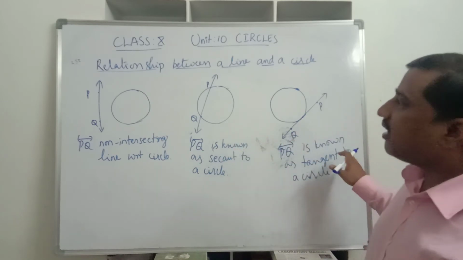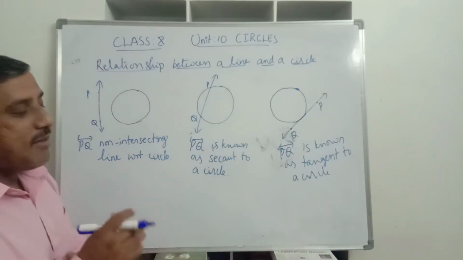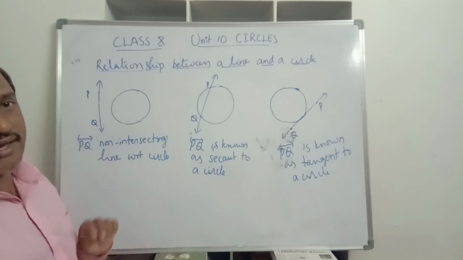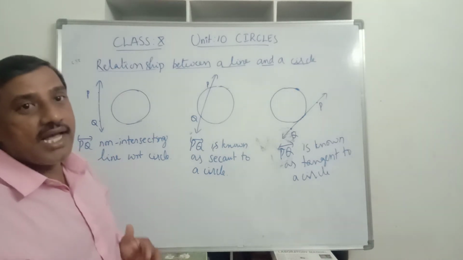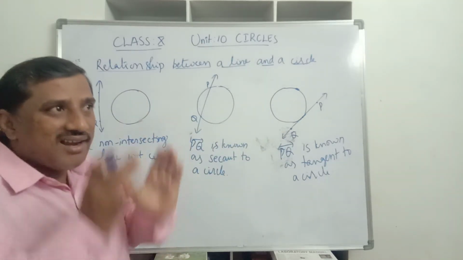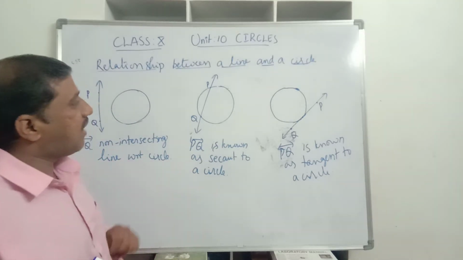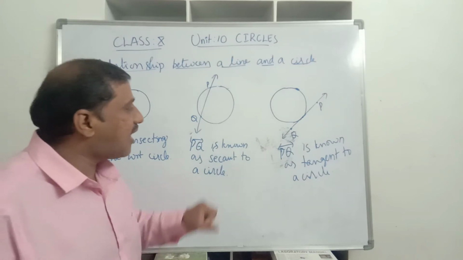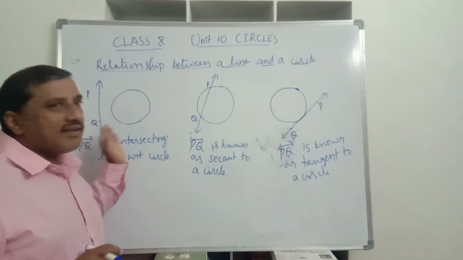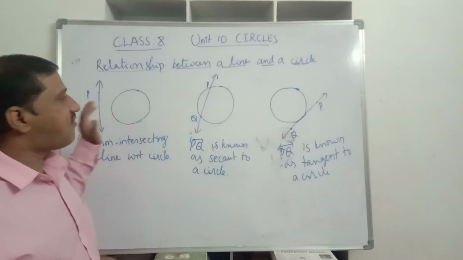Now what are the three conclusions we can conclude from these three cases? If a line and a circle are given, they may intersect or they may not intersect. They may not intersect means the line PQ is a non-intersecting line with respect to the circle. If they intersect, it may intersect at two distinct points, or at only one point. If that line intersects at two different points, then that line is known as secant to a circle. If the line intersects at only one point, then that line is known as tangent to a circle. Do you find any other case other than these three cases? No, it is not possible. It is impossible to have any other cases of a line and a circle.